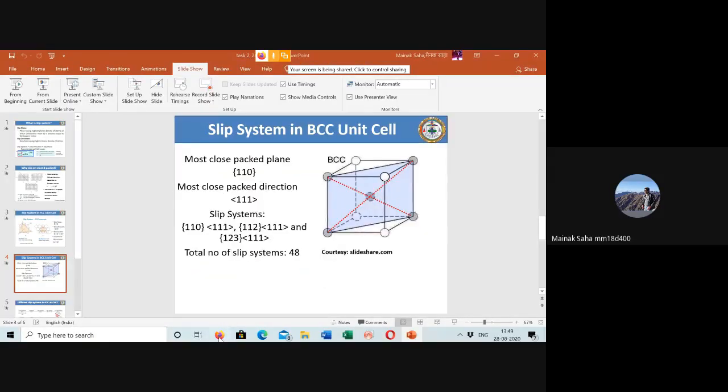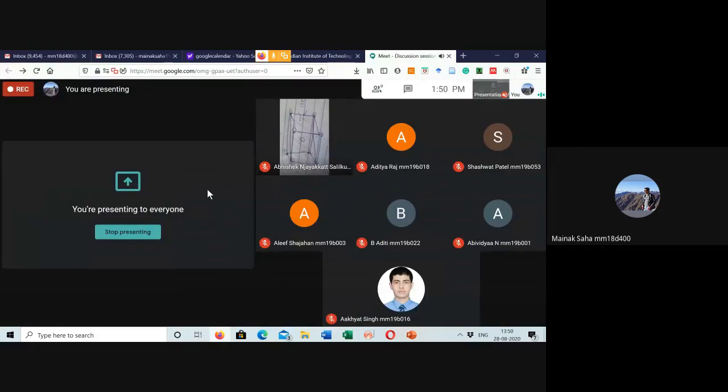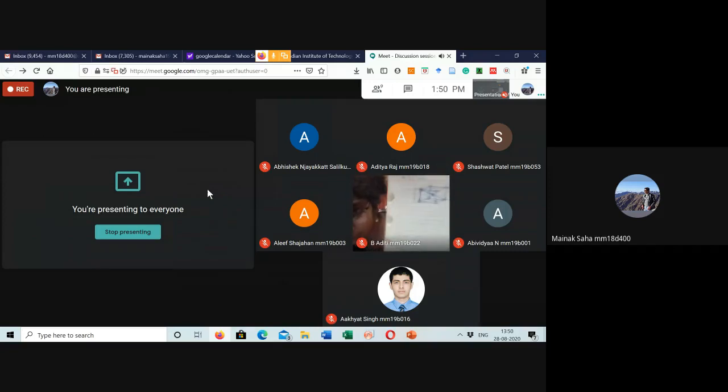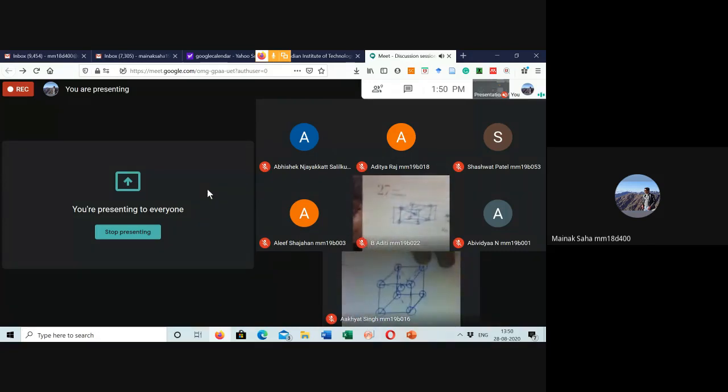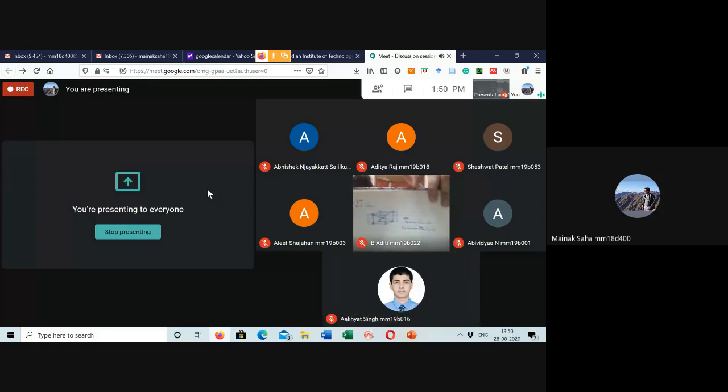You're trying. Sir, is it the 110 plane? Yes. Okay, now let me see. Can you show me how you drew it? Okay, now identify the slip direction from here. Aditi is showing something. What is this? Slip direction. Yeah, 110. Okay, this is correct. 110 is okay. So just identify the slip direction now.